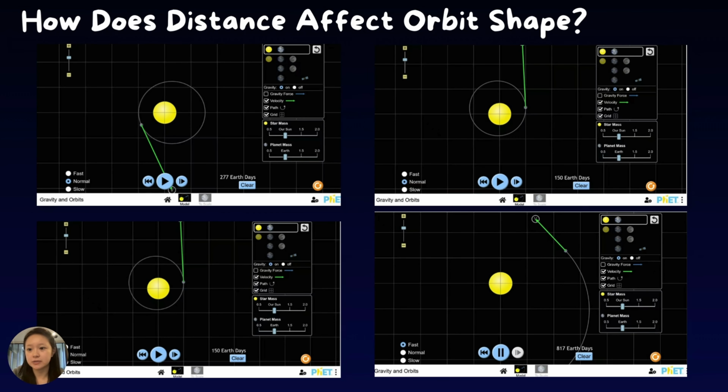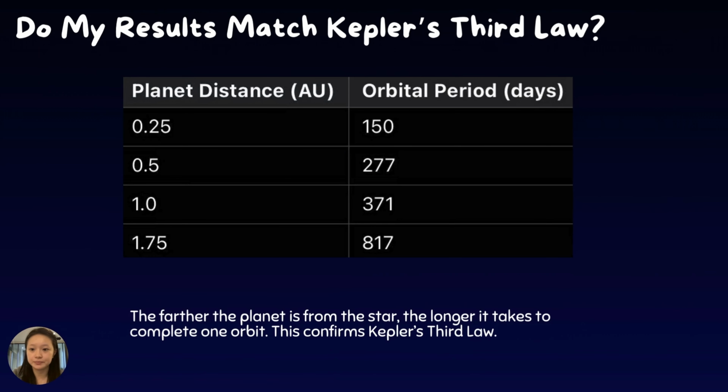Next, I experimented with distance. As I increased the distance from the Sun, the orbit became wider and took more time to complete. Each snapshot here shows how distance changed the orbit.